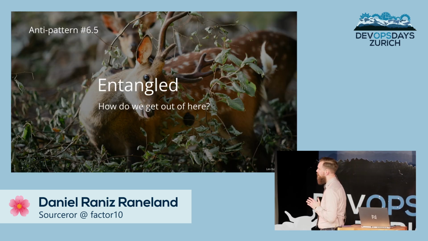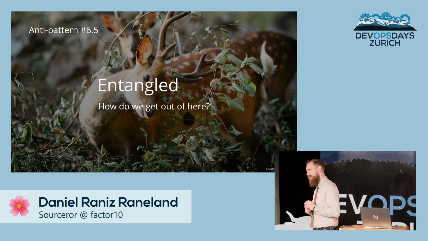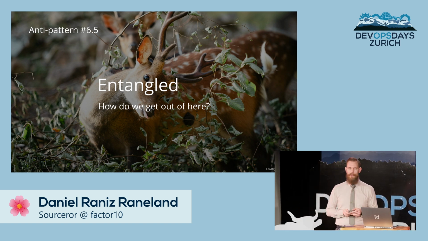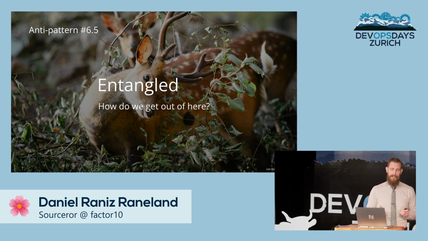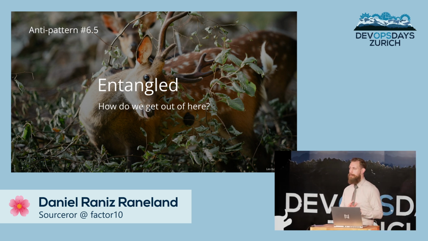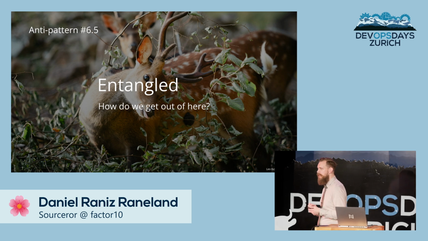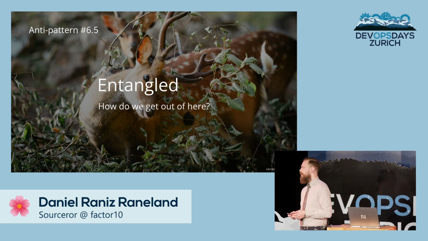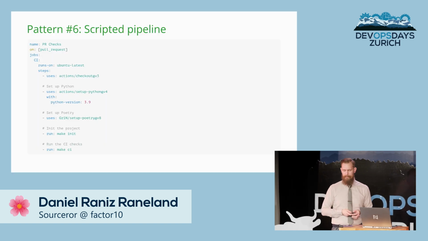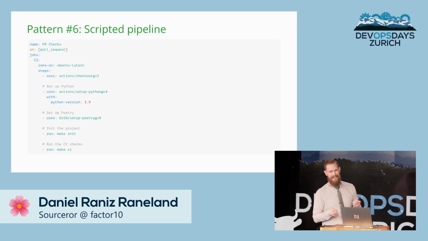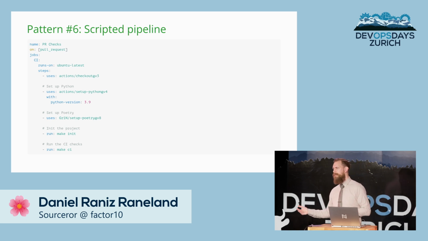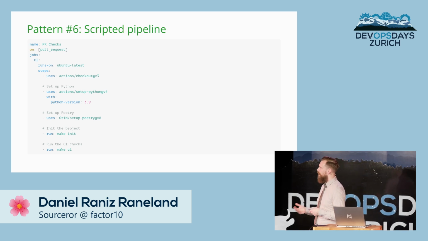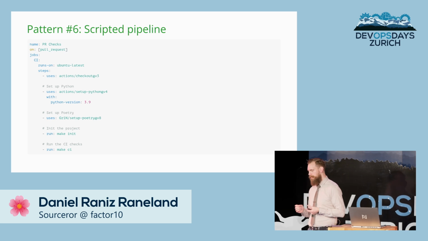This also brings me into anti-pattern 6.5, which is when you're entangled into your platform. And this happens when you have 4,000 or 5,000 lines of Groovy code in your pipeline. It's really hard to change platforms. So try to make as little use as possible of the actual pipeline platform you're using. There are tools that are much more general.